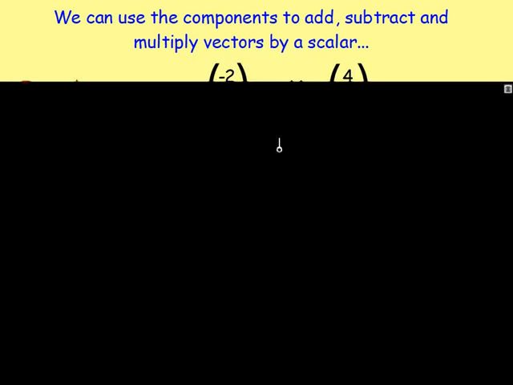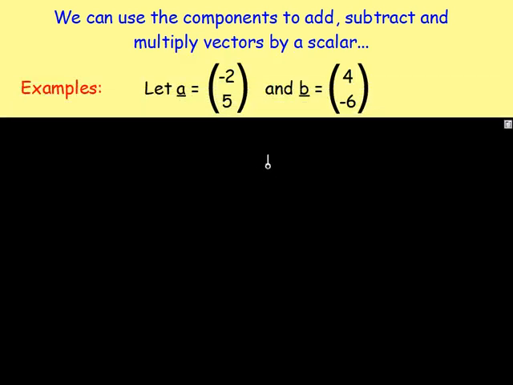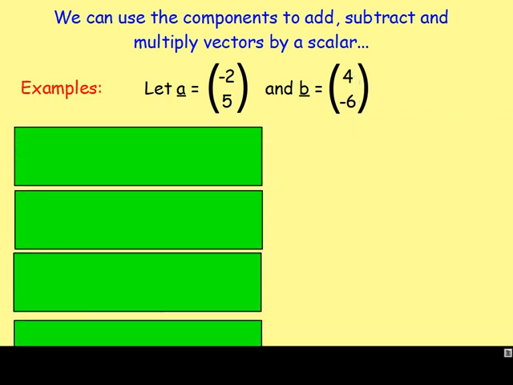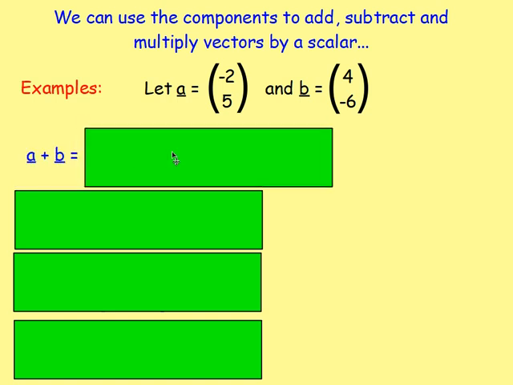Once we have it in this form, what we can do with them is add, subtract, and multiply vectors by a scalar. For example, if we have a and b written in component form, vector a is negative 2, 5, and vector b is 4, negative 6. So we could evaluate, for example, a plus b.